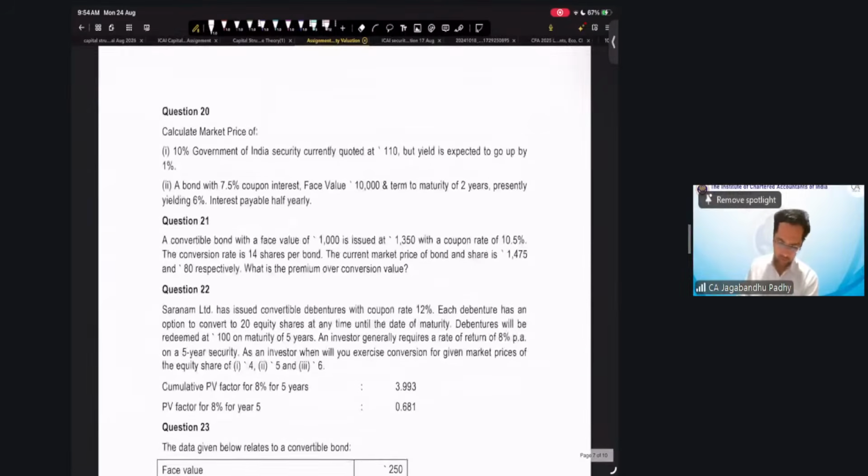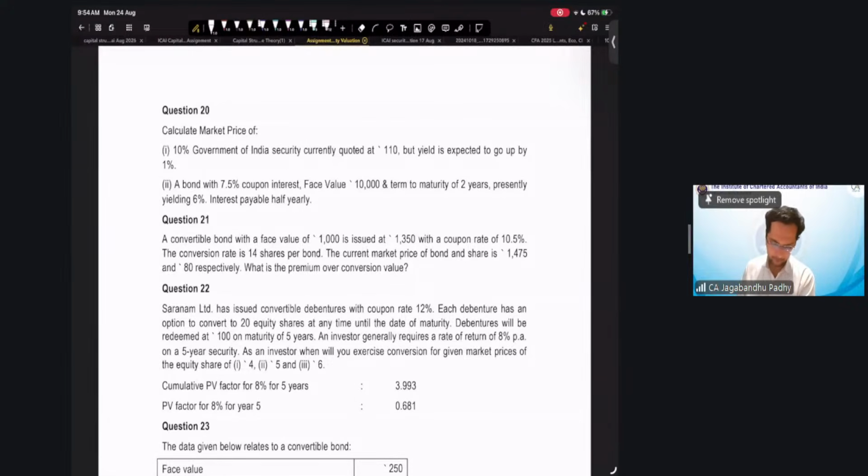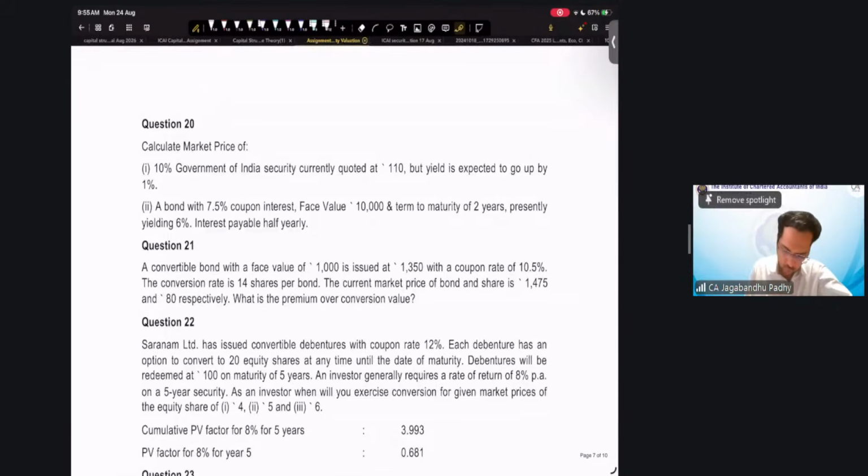So that is done. We have also done quite a few questions. Okay, let's quickly try to solve question number 20. Just a quick calculation, not a detailed one, because it's a pretty simple question.